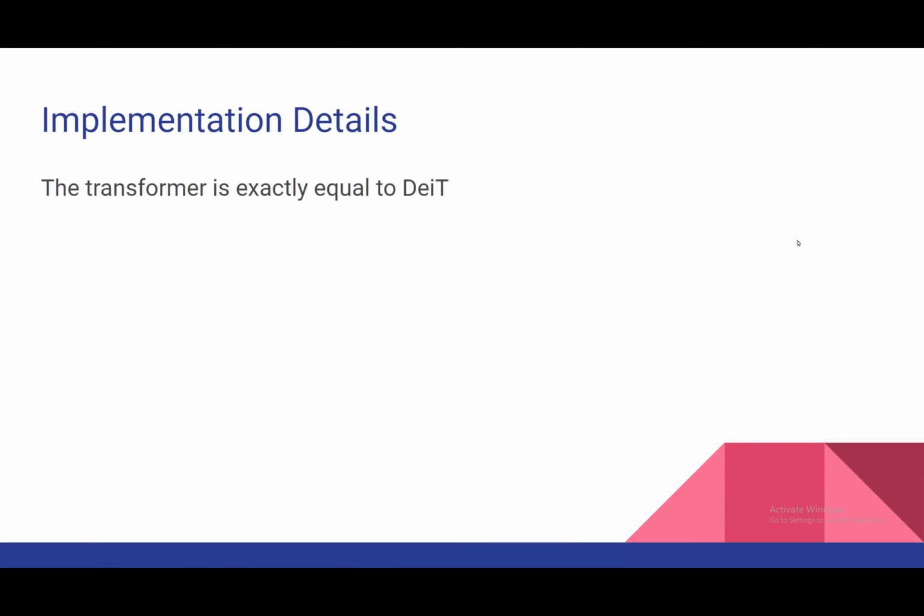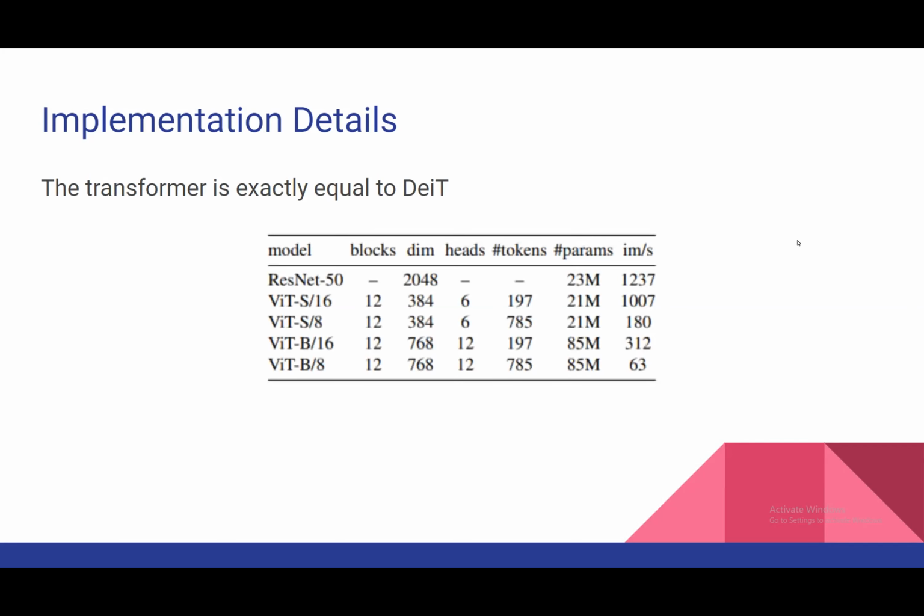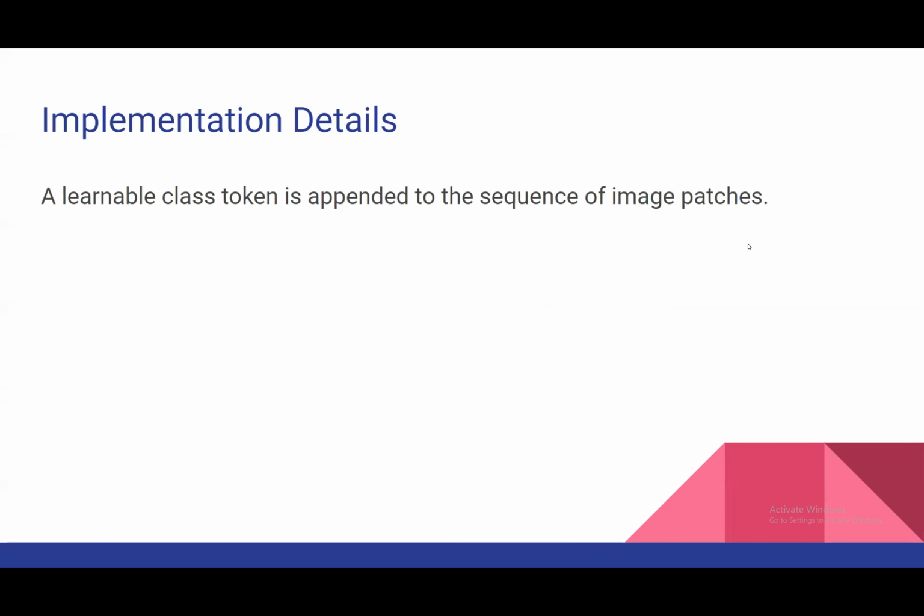Okay, so I'll start us off with some implementation details, and then we'll talk about how we evaluate the model. First, the transformer is exactly equal to DeiT. You can see the details here: model blocks, dimension, heads, number of tokens, number of parameters, and throughput. There are two types of models here, ViT-S and ViT-B. The number here represents the size of the image patches, N by N, so we use N equals 16 and N equals 8, depending on the model.